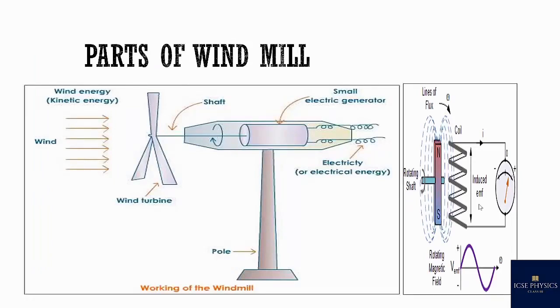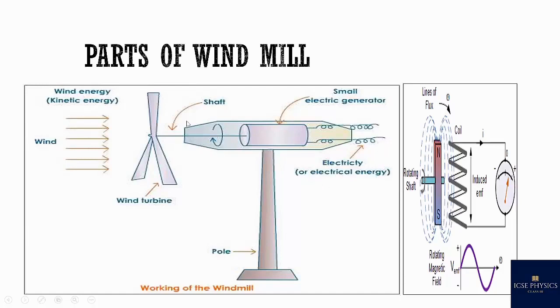So the parts of a windmill are: the wind turbine. As you can see here, this is a wind turbine which has 3 blades. Then there is a rod attached to the wind turbine which is known as the shaft. Then we have a small electric generator which is attached to the shaft, and then these are the terminals from where we get electricity or electrical energy.